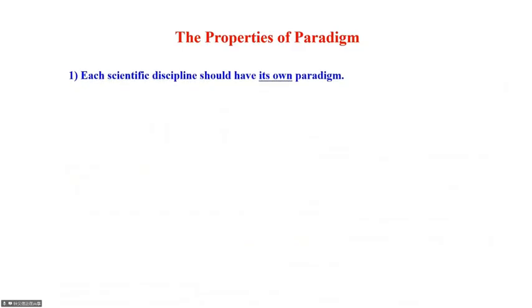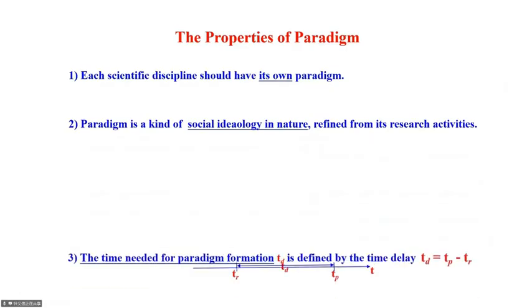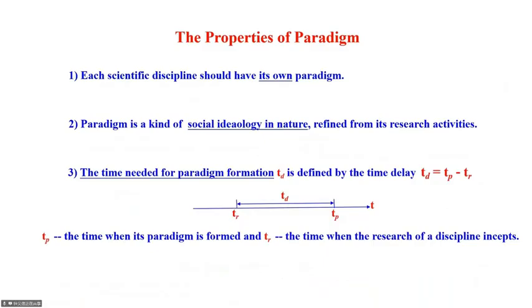Now, based on the definition of a paradigm, we can have some properties of the paradigm. Number one, each scientific discipline should have its own paradigm because it has a special subject for the research. Number two, a paradigm is a kind of social ideology in nature, which is refined from its research activities. And number three, the time needed for paradigm formation, we use the symbol TD to represent.